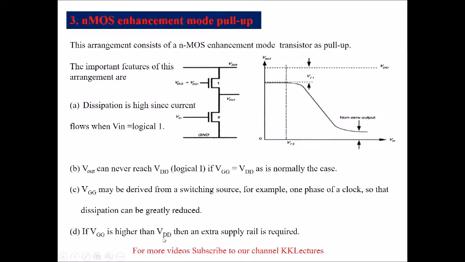If VGG is higher than VDD, then an extra supply rail is required. Whatever VGG we provide, if it is greater than VDD, one more power supply line has to be given to the pull-up enhancement mode transistor. So whenever I use an NMOS enhancement mode transistor in the pull-up network, the output never reaches the maximum value. It will be down by a value of VT1, and even when my input is maximum, the output is always non-zero and never becomes zero.